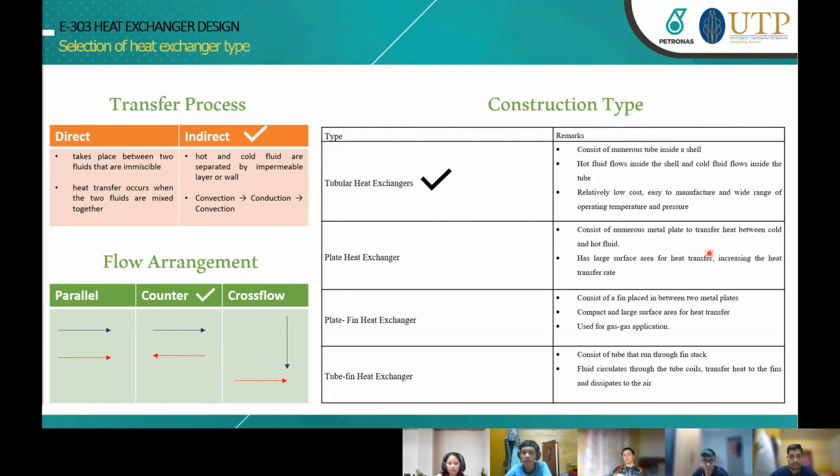The selection of the heat exchanger type is done based on three criteria, which are the type of heat transfer process, the construction type of the heat exchanger, and the flow arrangement of the cold and hot fluid. Indirect heat transfer process is chosen to prevent the hot and cold fluid from mixing, which could affect the quality of the final product. Tubular design is selected because of its versatility and suitability for heat transfer between liquids. Counterflow arrangement is used for this heat exchanger since it gives the highest efficiency of heat transfer. Next.